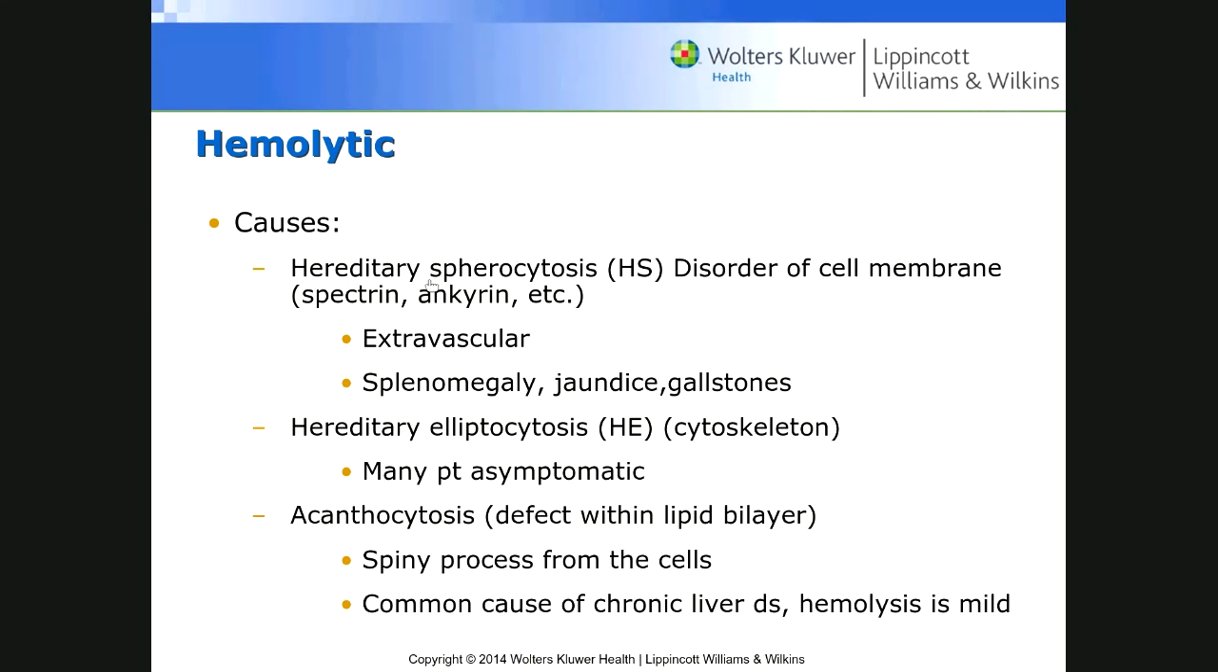Hereditary hemolytic anemia: hereditary spherocytosis is missing spectrin or ankyrin, and that's often associated with extravascular hemolysis. The membrane is more fragile, so instead of living for 120 days, their survival doesn't reach 120 days, and they get destroyed in the spleen. Hereditary elliptocytosis is asymptomatic. Acanthocytosis involves the lipid bilayer, forming spiny processes.